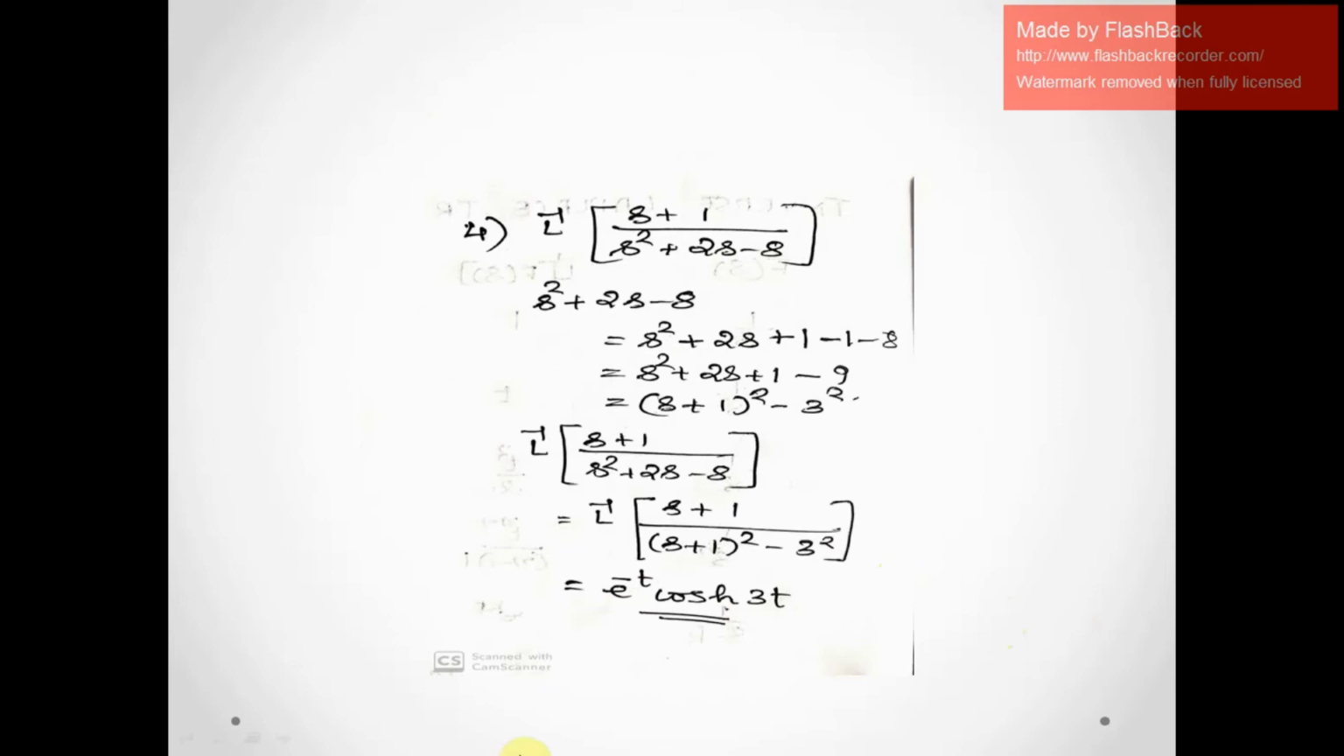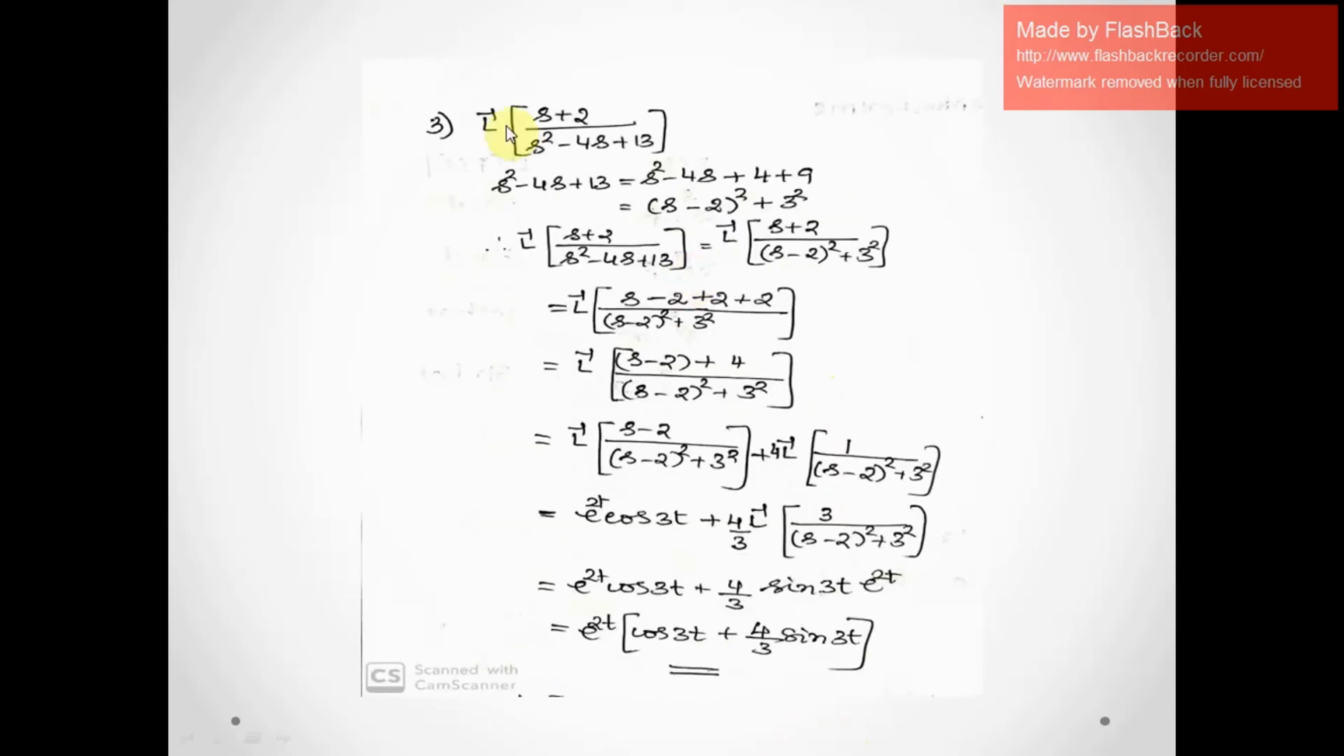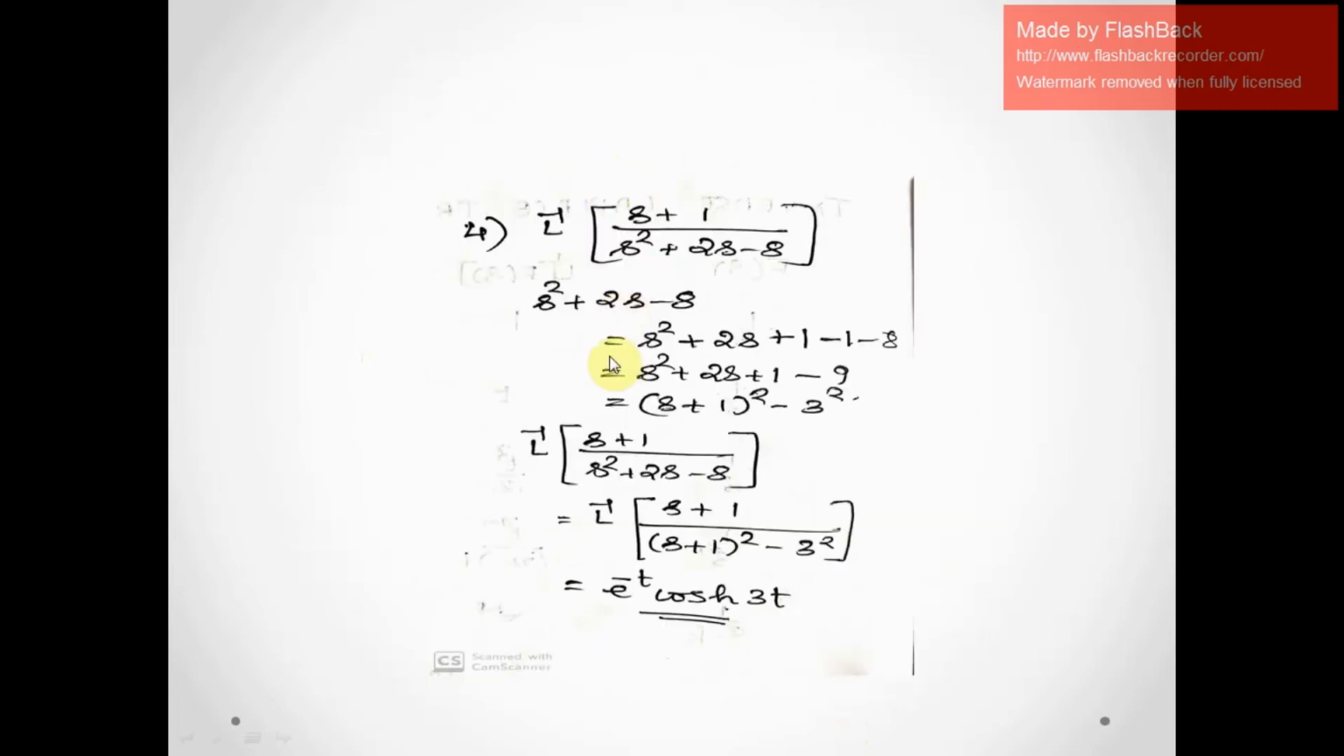Okay, I will continue the fourth problem. L inverse of s plus 1 by s square plus 2s minus 8. This is similar to our previous problem. There is a quadratic polynomial in the denominator. It is not of the form s square plus or minus a square. So obviously we will have to complete the square.